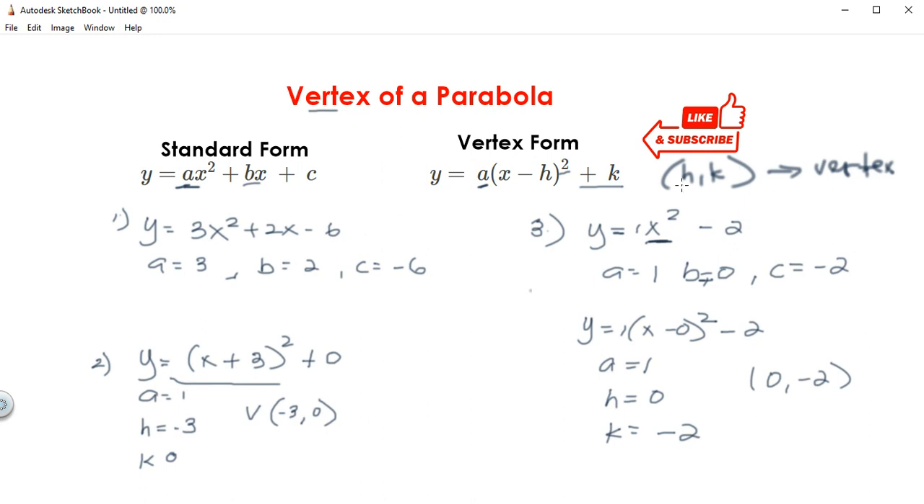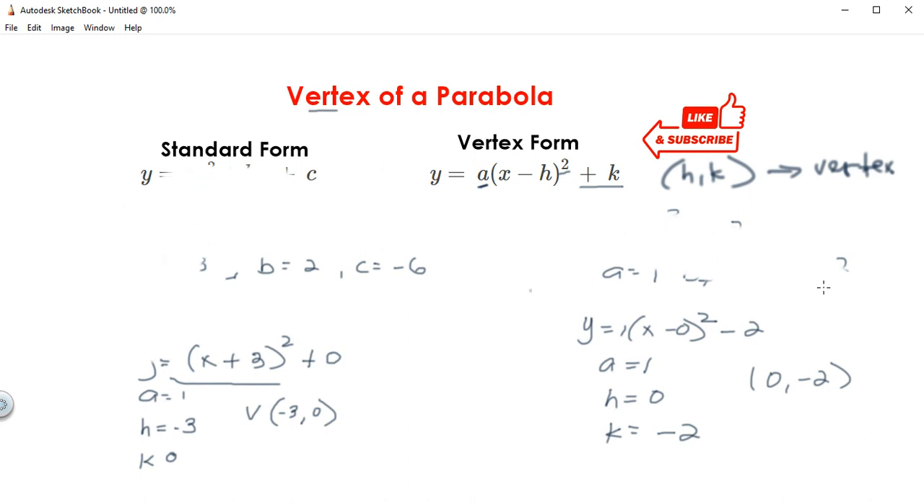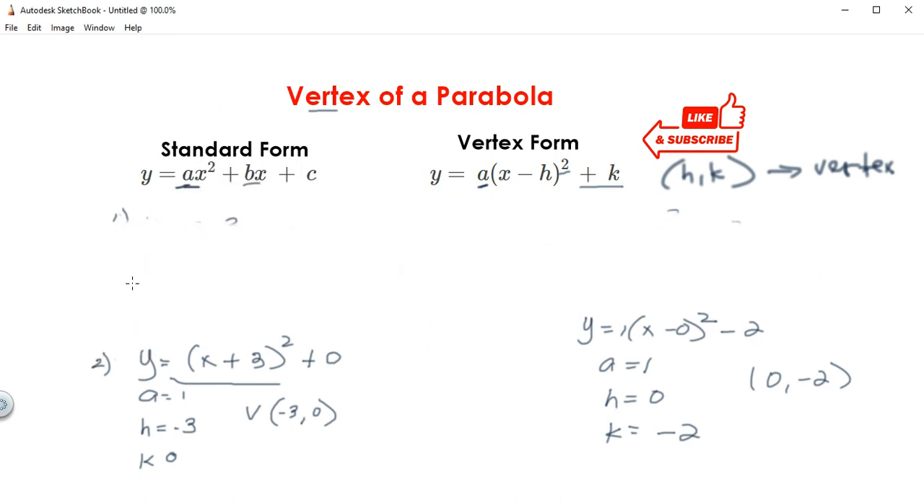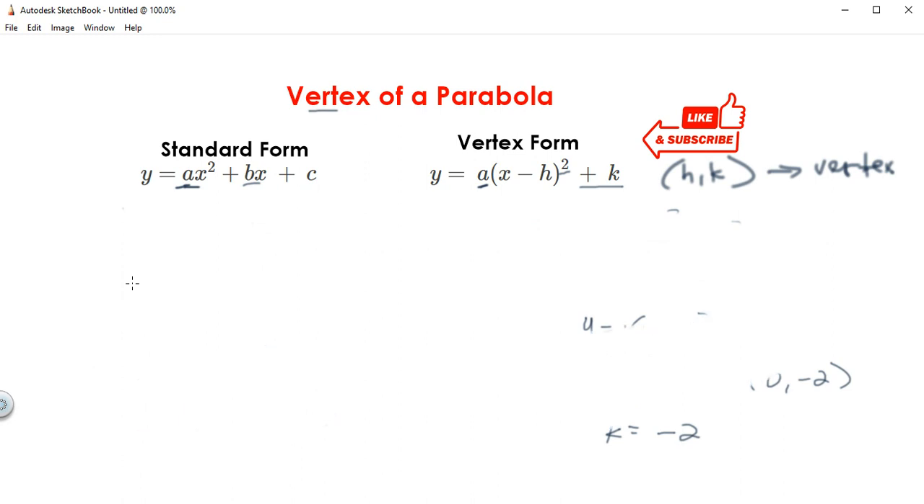So as you can see, if you have it in vertex form, then you can really just see what the vertex is. It's only when you're given a standard form that you actually need to solve for the vertex. And I have not really given you the vertex formula yet for the standard form.